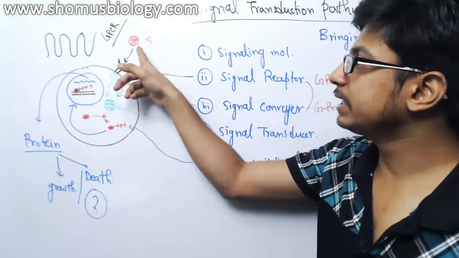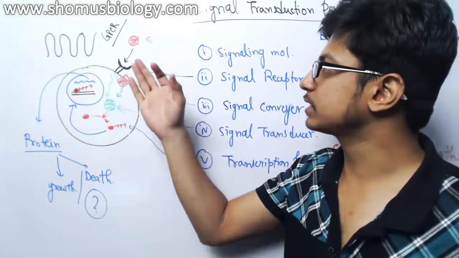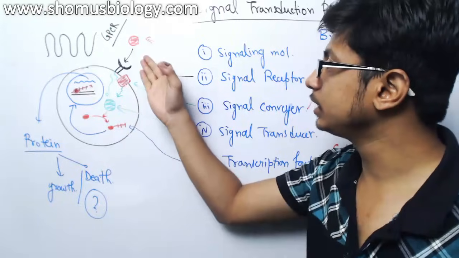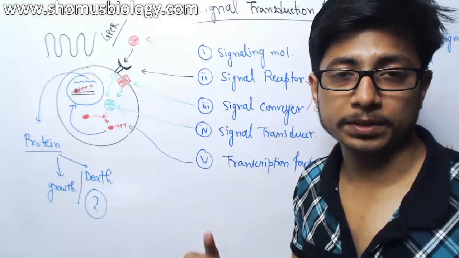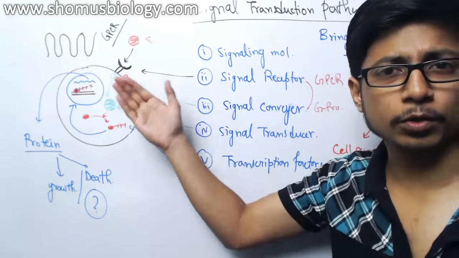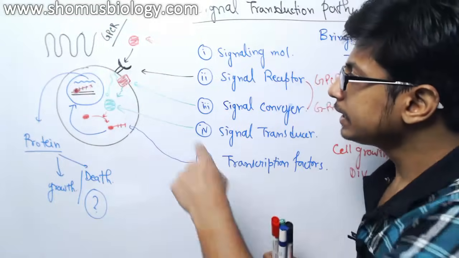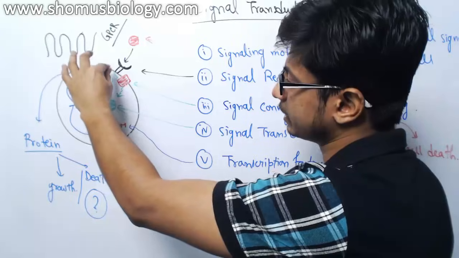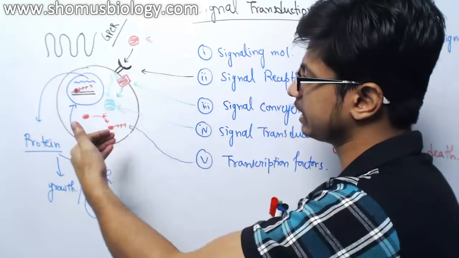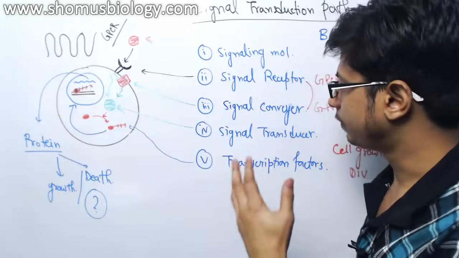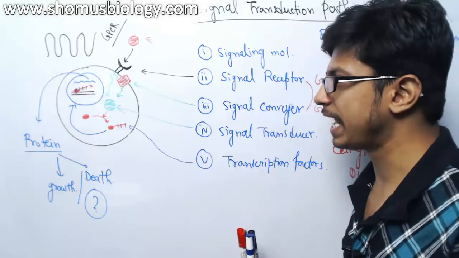For example, say the epidermal growth factor interacting with its receptor, the epidermal growth factor receptor, or EGFR. Now, this interaction provides the signal inside the cell that tells all the other signal transducers to get activated.